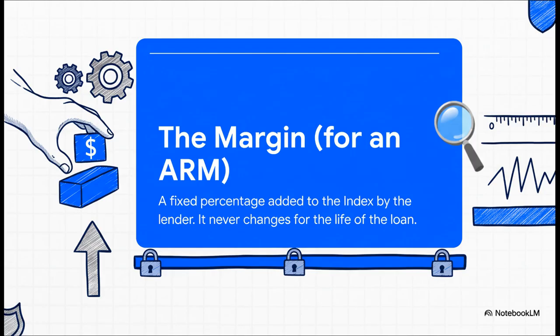The second part is the margin. Now, this is the lender's piece of the puzzle. It's a fixed percentage that they add right on top of the index. And unlike the index, the margin is locked in. It never, ever changes for the entire life of your loan.